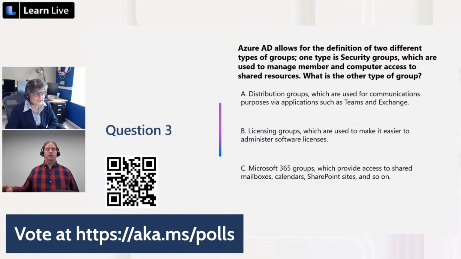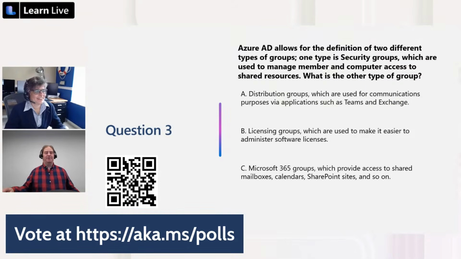And the last question: Azure AD allows you the definition of 2 different types of groups, a security group, to manage members' computer access and shared resources, and what's the other type of group? And we did try to trick you on this one. That's right.